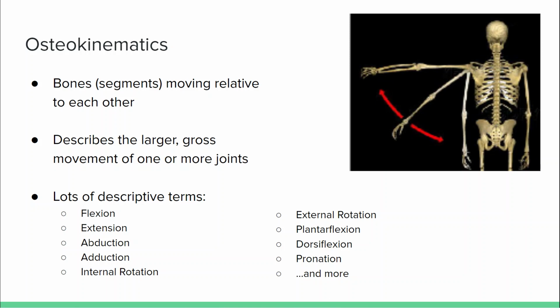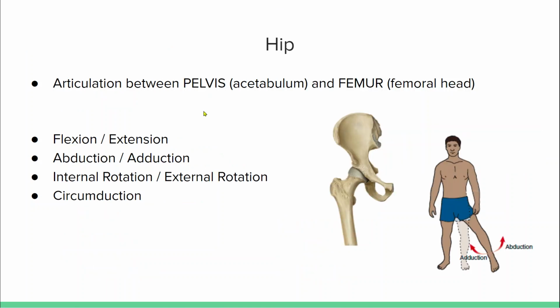Let's review osteokinematics, which are bone segments moving relative to each other. Osteokinematics describes larger movements, so flexion, extension, abduction, adduction, internal and external rotation, plantar flexion, dorsiflexion, pronation, supination, all kinds of things that happen in human movement. So we're going to go through each joint and look at all the osteokinematic motions that can occur at these joints.